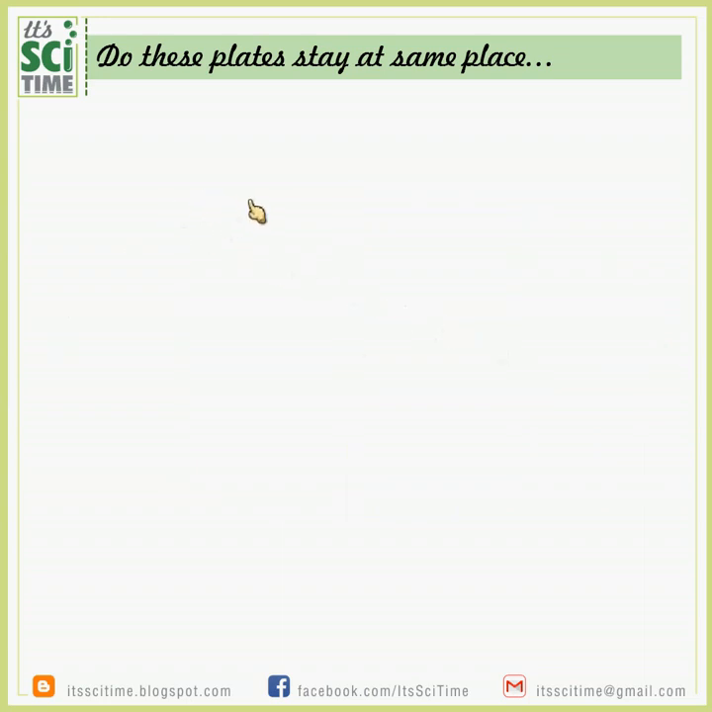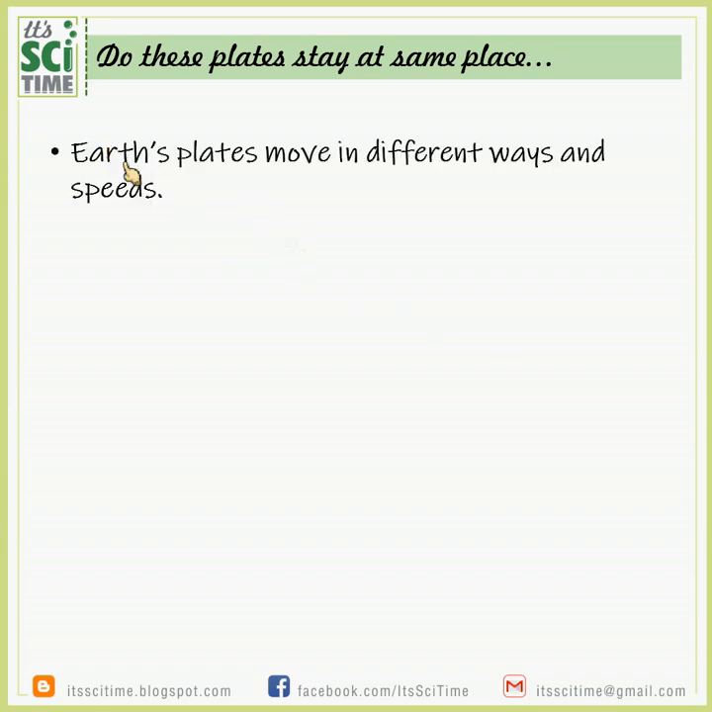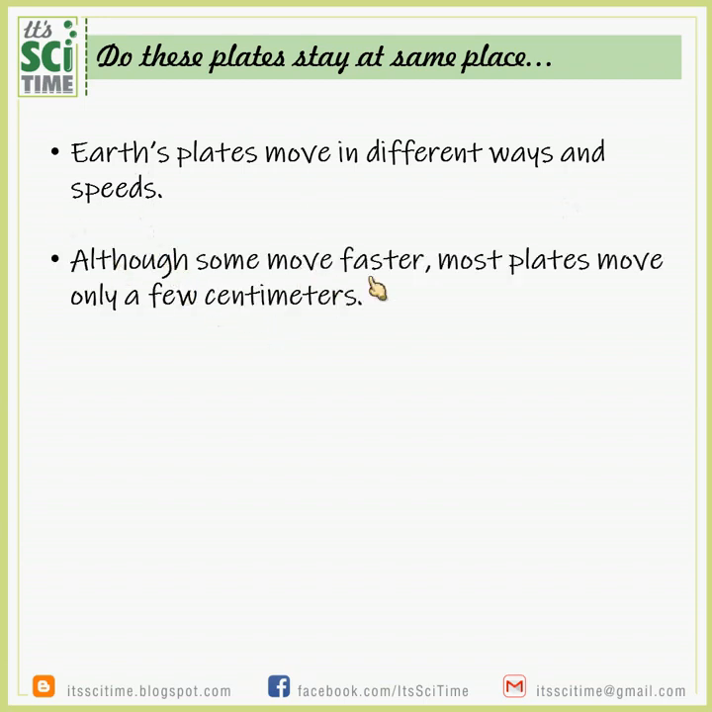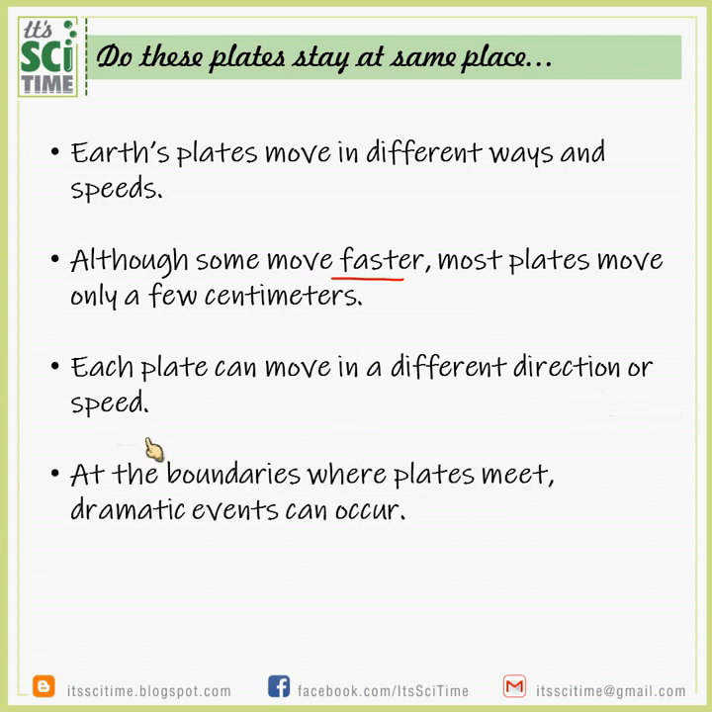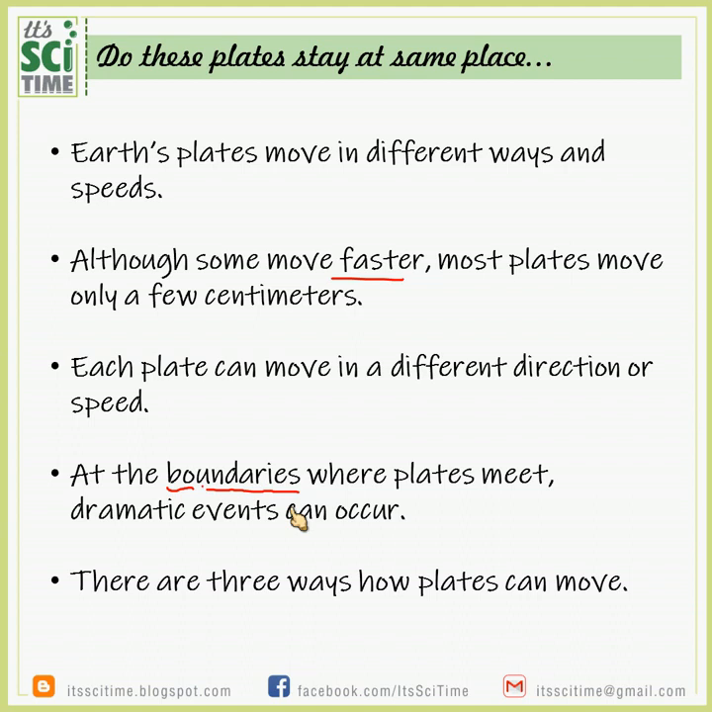That means plates may move by meters or maybe centimeters per year. Earth's plates move in different ways and at different speeds. Some move faster and some plates move only a few centimeters. Each plate can move in a different direction or at a different speed. At the boundaries, the plates meet and dramatic events take place. There are 3 ways plates can move.